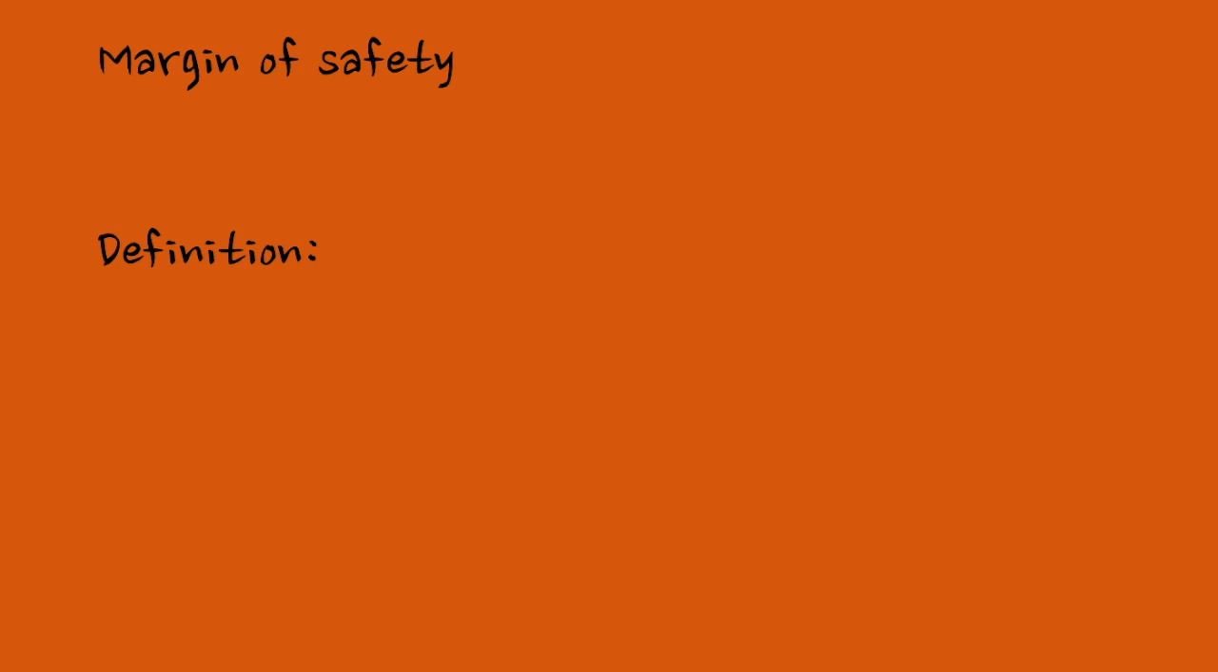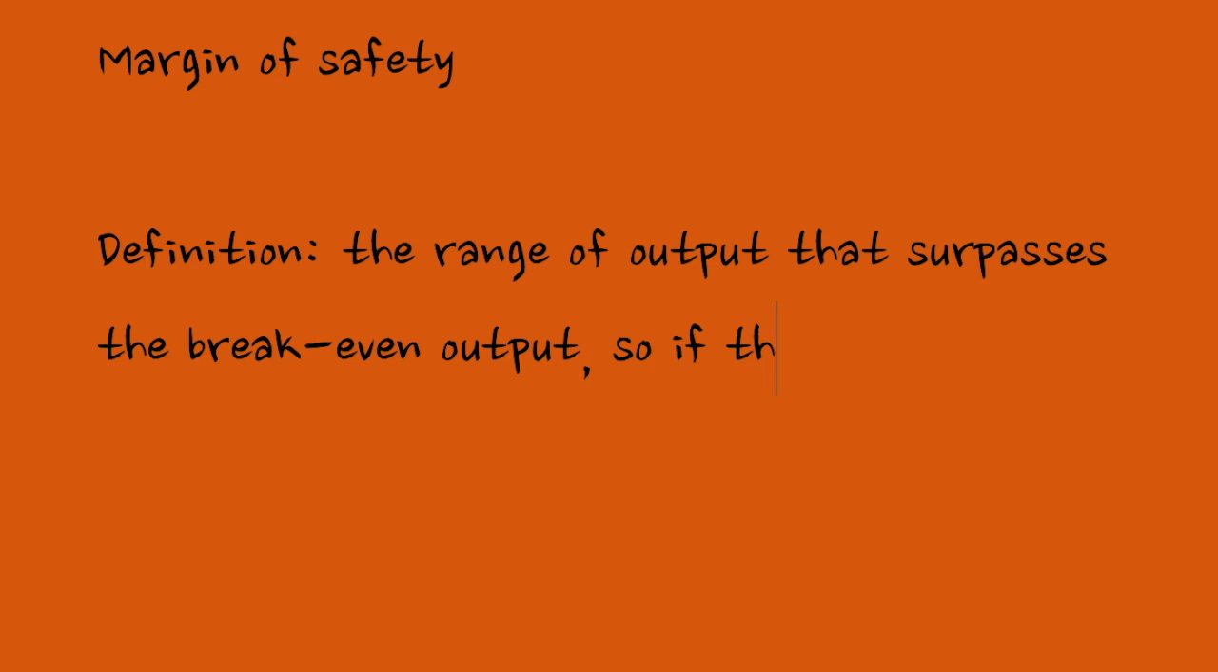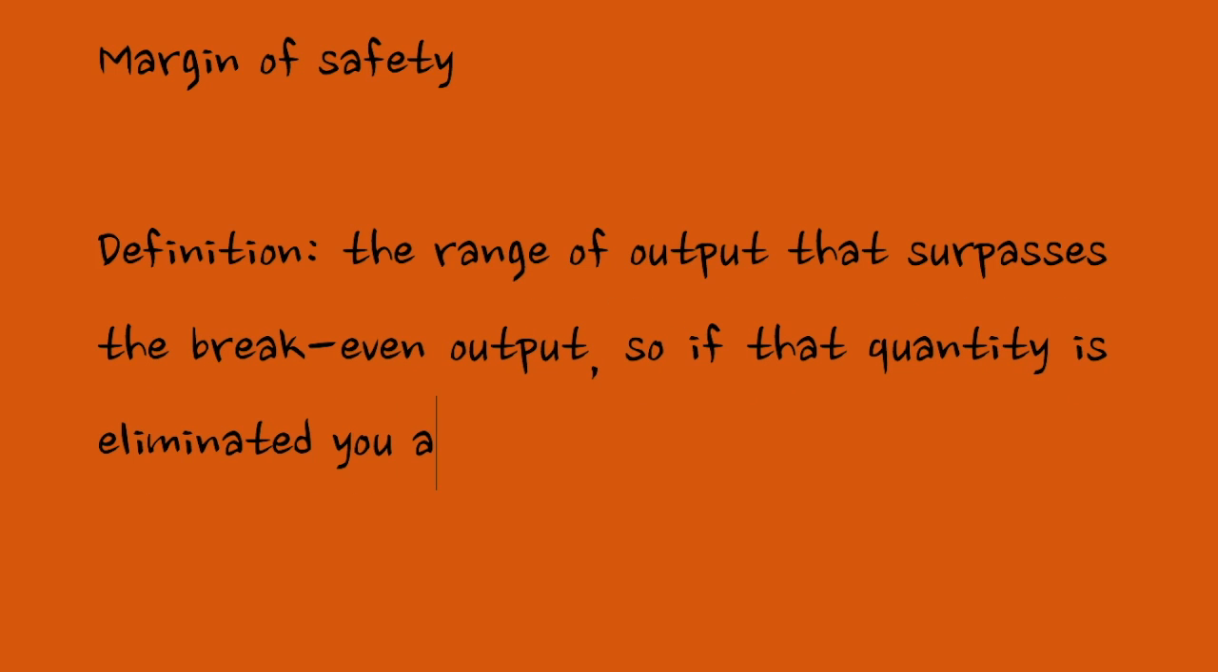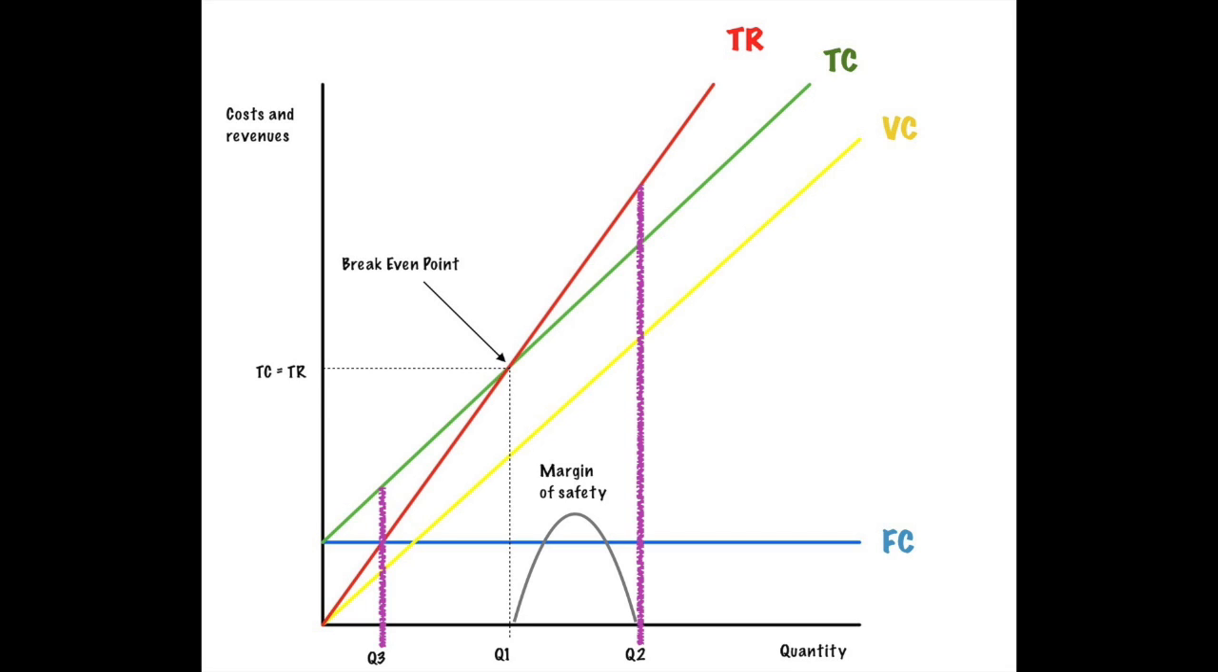Margin of safety. It is the range of output that surpasses the break-even output. So if that quantity is eliminated, you are at the break-even point. This is an example of a break-even analysis graph.